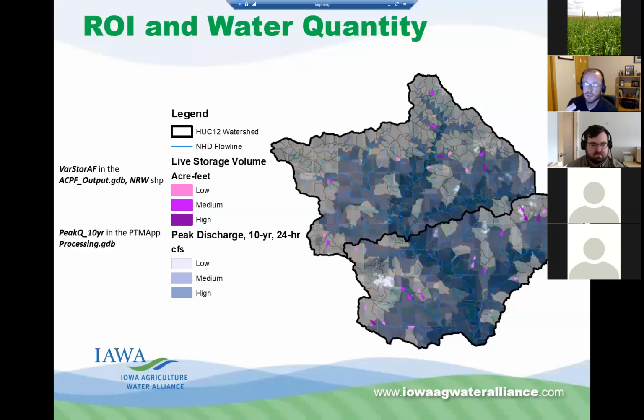And so I'll show you in a very simple manner how you can join that current discharge information up, overlay it with your live storage information, and begin to get a sense of where I've got a lot of peak discharge coming off the landscape, and where I've got opportunities to store it.